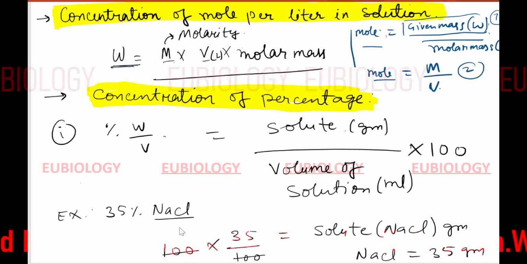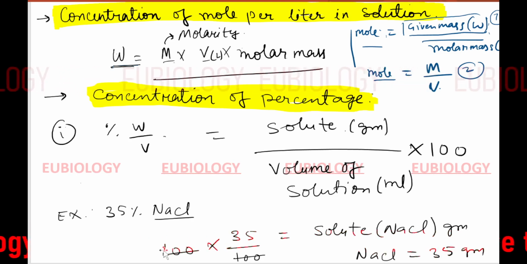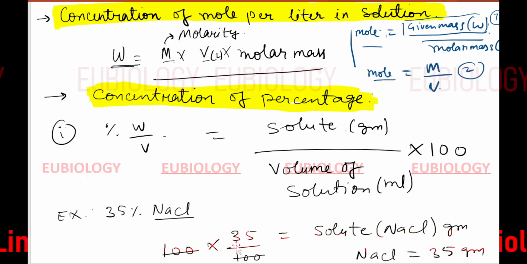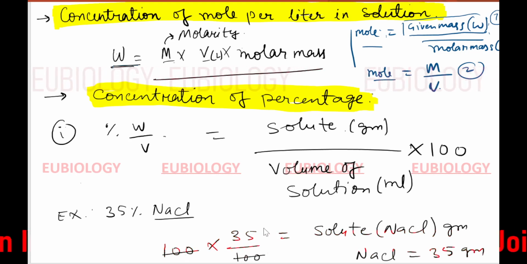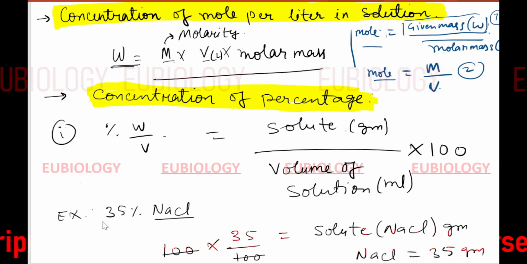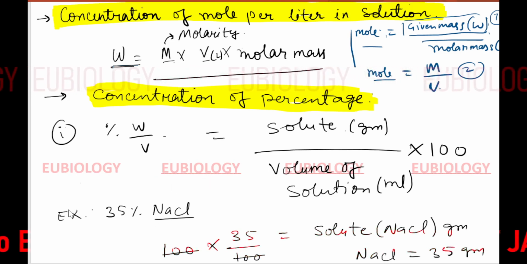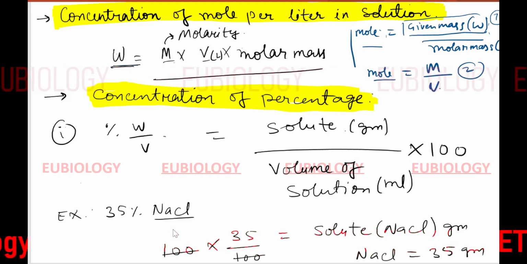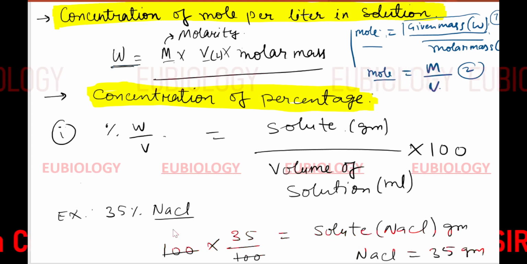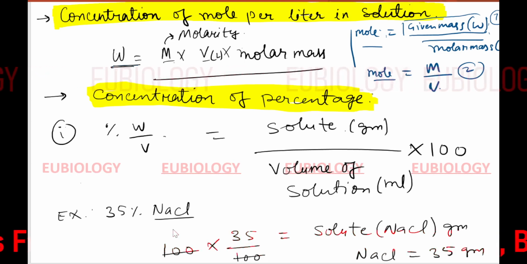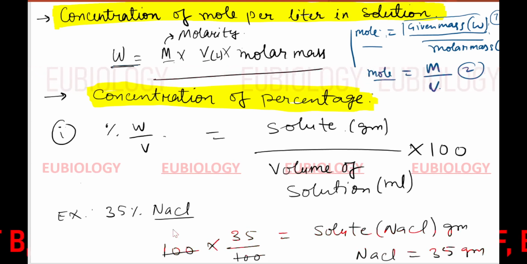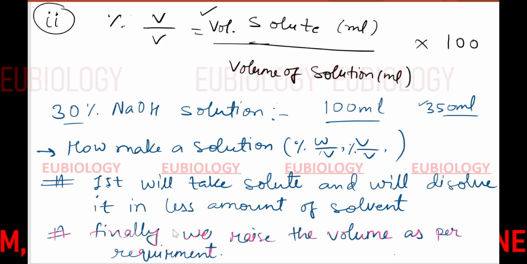So you can make it in anything, like you can make it in 100 ml, you can make it in 200 ml also. So 35% can be of 100 ml, 35% can be of 200 ml, 35% can be of 500 ml also. It just has to be 35%. So this is an easy calculation.